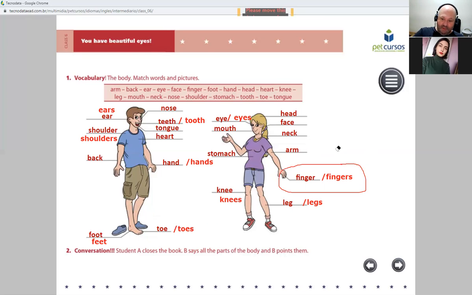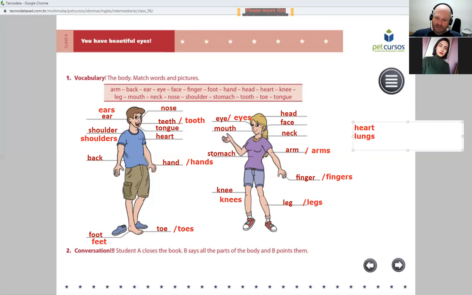Fala, querido, pode falar. The parts of the body are easy, but the organs are more complicated. Oh, more complicated than internal organs. Yeah. So you have heart, lungs, liver, bladder. Liver is fígado. Kidneys. Kidneys são os rins. Eu acho que é kidney, e daí no plural, kidneys. Kidneys, yeah.